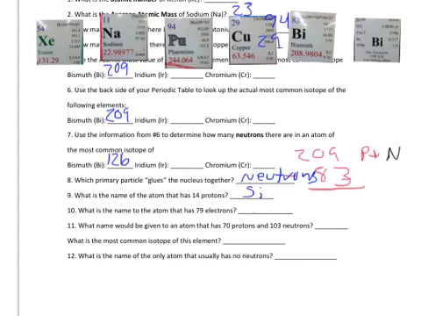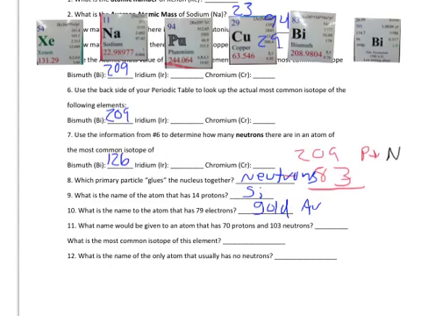What is the name of the element that has 79 electrons? Now remember, in an atom, there is the same number of electrons as protons, so I find element number 79, it's gold. So I'm going to write gold. I could be even lazier and put Au, which is fine. You're always welcome in my class to use the chemical symbol instead of the name.